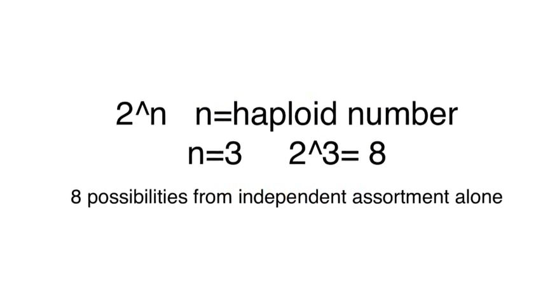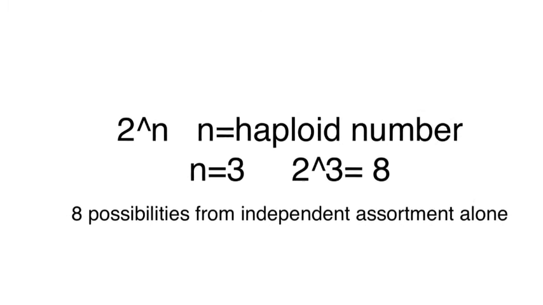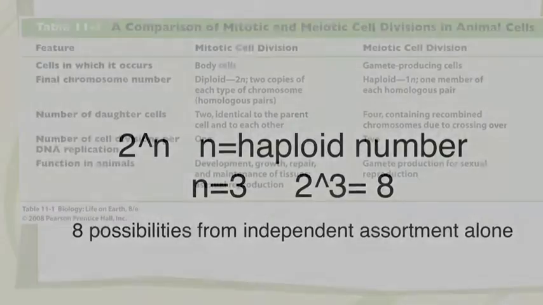From independent assortment alone, there is genetic variability. For example, in a cell with a haploid number of 3, there are 8 possible outcomes. This number is derived by doing 2 to the 3rd power.